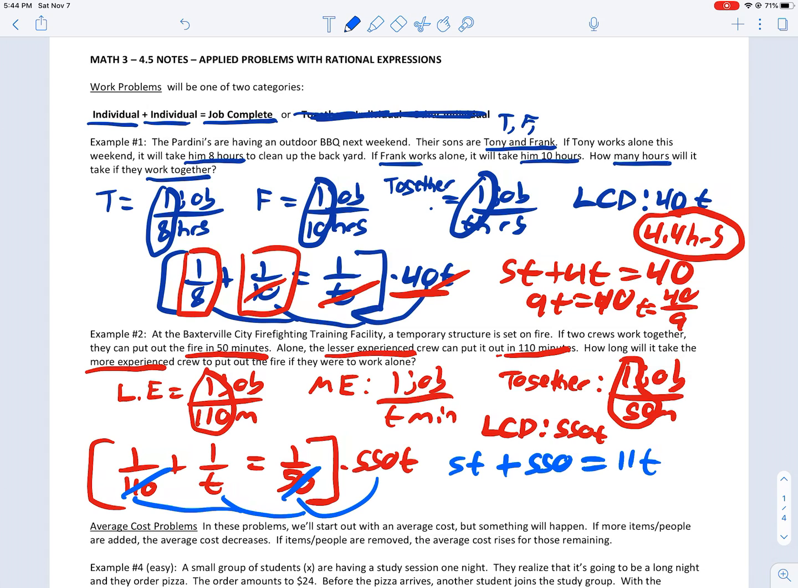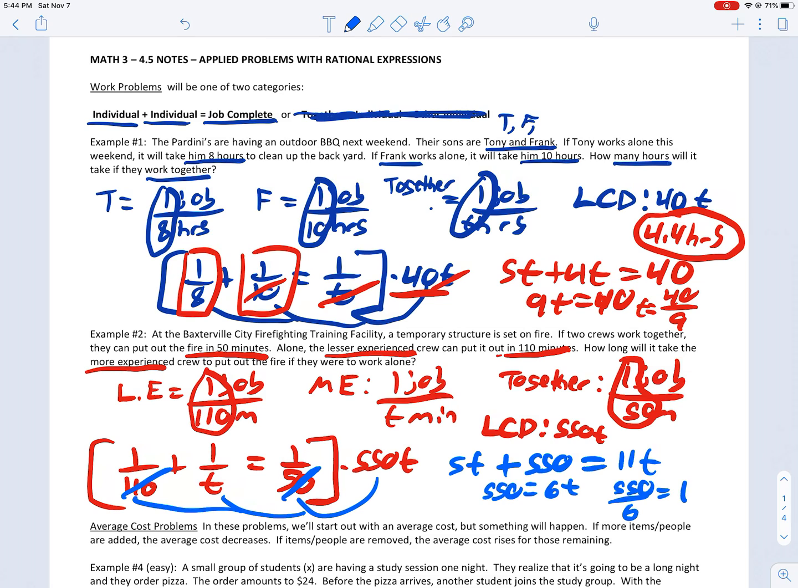So subtract the 5t. So we get 6t. Divide by 6. So you get 550 divided by 6 equals t.